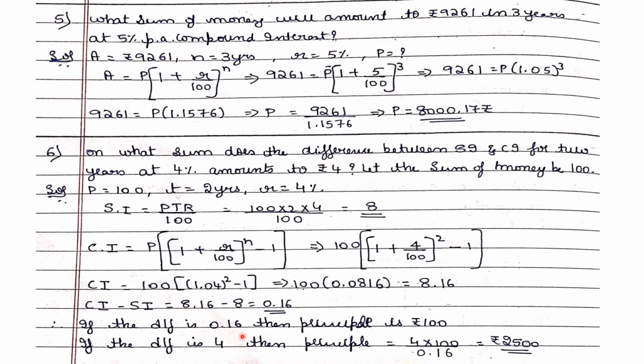In the same way, according to the question, if the difference is 4, that is, if it amounts to rupees 4, you have to find out what the principal is. How do you find it, sir? Cross multiplication, 4 into 100. So 100 into 4 divided by 0.16 will become 2500 rupees. So the principal value of 2500 will come when there is a difference of 4. Whenever you have a difference of 0.16, then the principal will be 100.